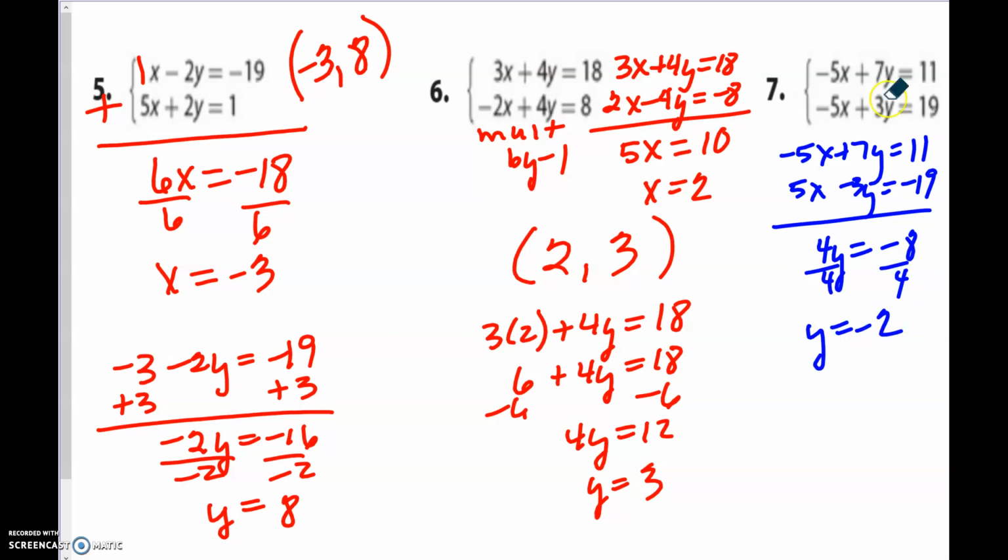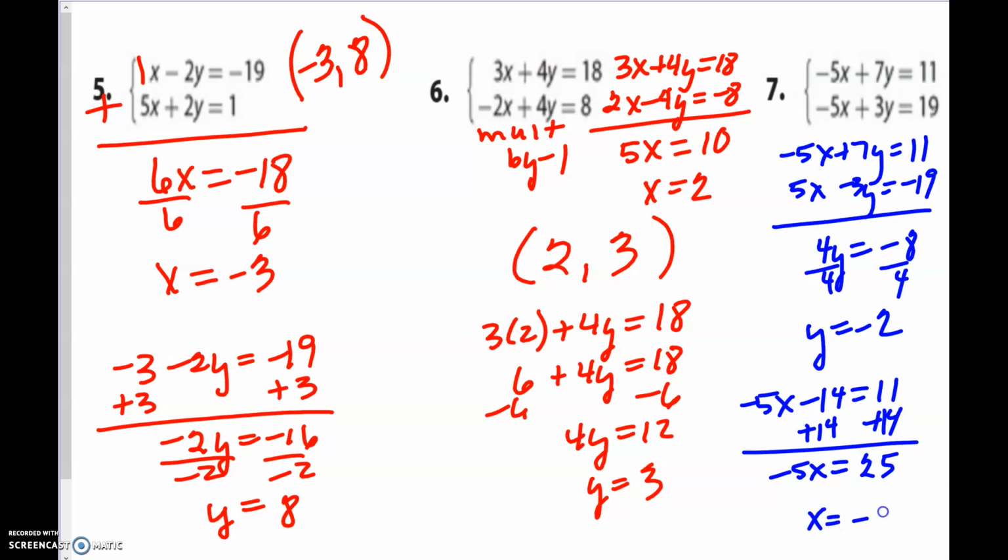All right, put y back as -2. I'm going to do the top equation. So I get -5x - 14 = 11. And when I add 14 to both sides, I get -5x equals, oh, that's 14, so I get 25. And when we divide by -5, we get -5. So my final answer here is going to be -5. Make sure you get these in the right order: x goes first and then y.